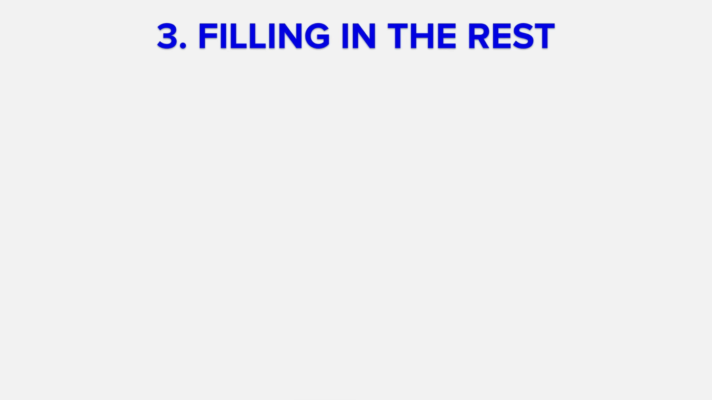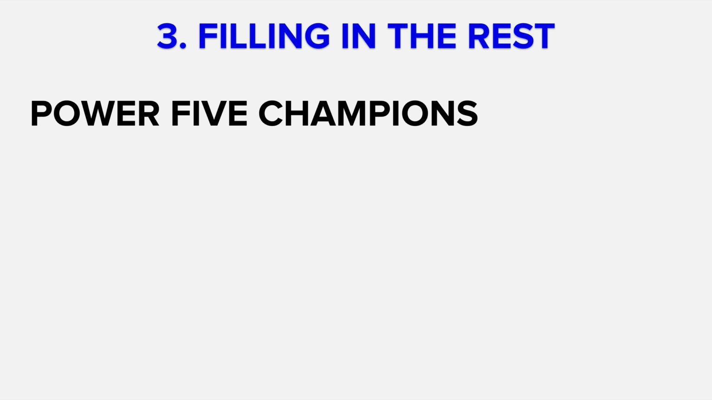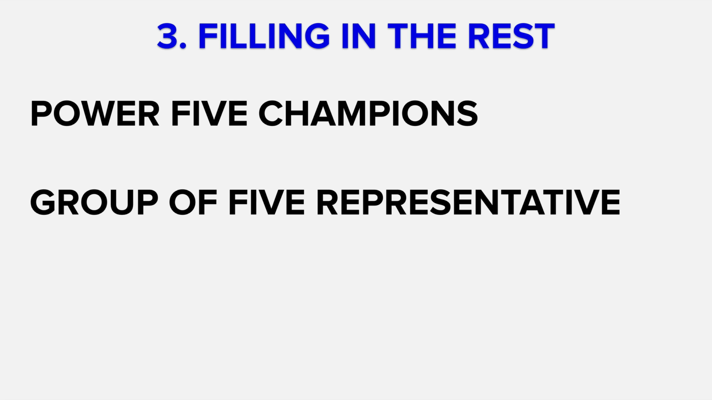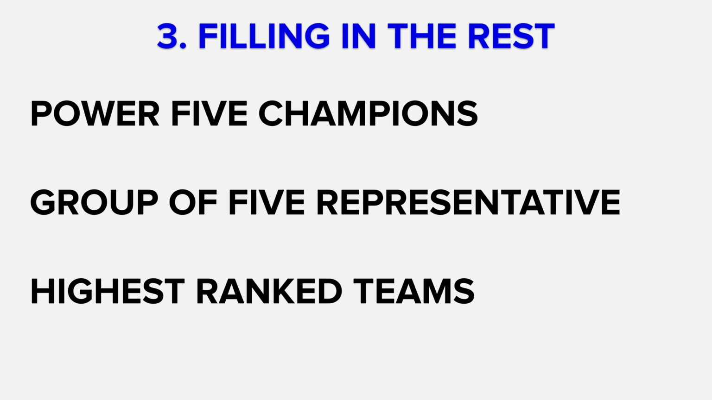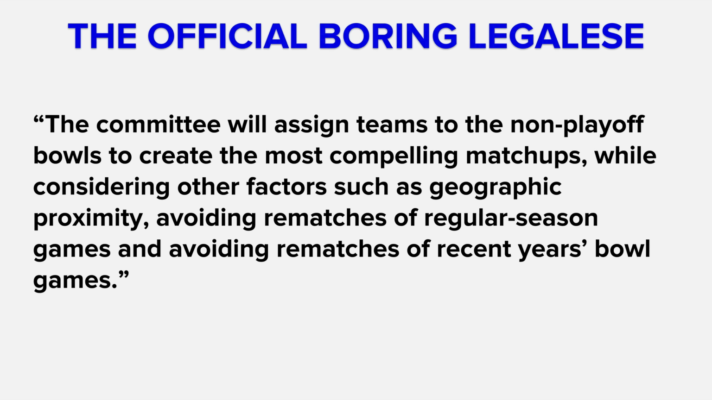The final phase is filling in whatever open spots remain with any Power 5 conference champions that don't have a spot yet, the group of 5 representative, and the highest-ranked teams left in the selection committee's rankings. The committee picks those matchups based on geography and trying to avoid rematches.